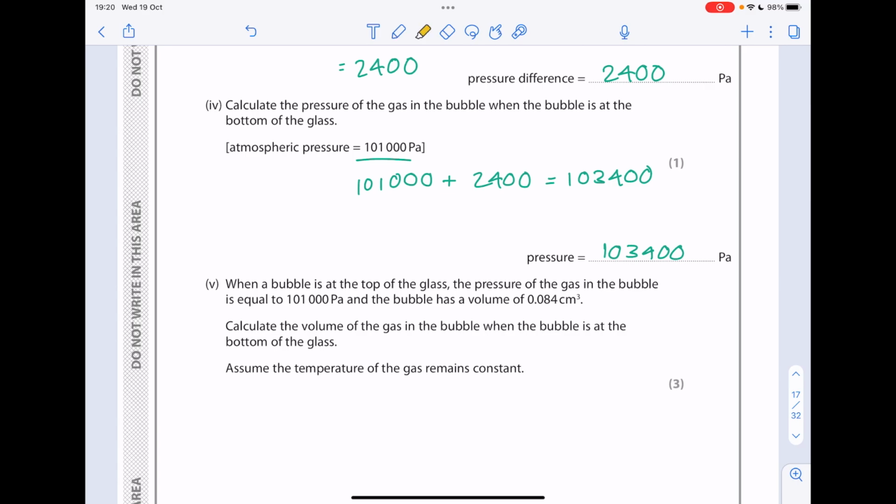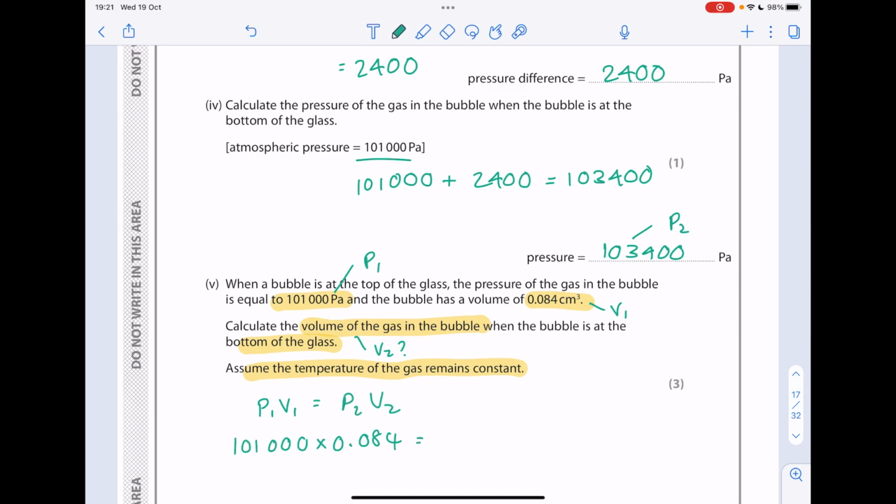When a bubble is at the top of the glass, the pressure of the gas in the bubble is equal to 101,000 Pa, and the bubble has a volume of this. Calculate the volume of the gas in the bubble when the bubble is at the bottom of the glass. Assume the temperature of the gas remains constant. We have a volume. We're after a second volume. We have a second pressure and a first pressure. So this is P1V1 equals P2V2. And this is why it's so important that I've labelled everything, so I know where my numbers are going.